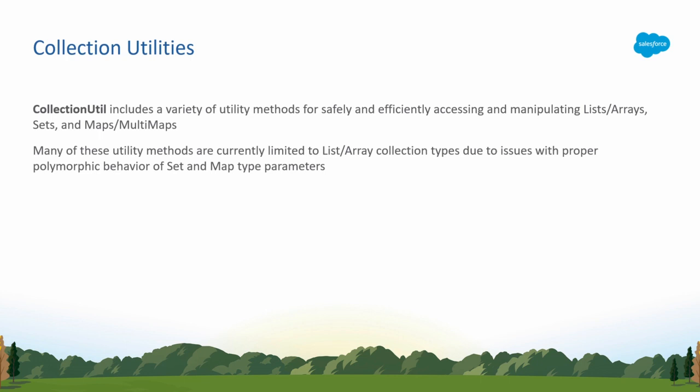The second one is CollectionUtil. And if you've ever used Google Guava, if you've ever used Apache Commons Collections or something like that, you've probably used something identical to this. It gives you the ability to manipulate the various collection types. Now, one thing I will point out, there's a bug in Apex. I've already reported it to Salesforce.